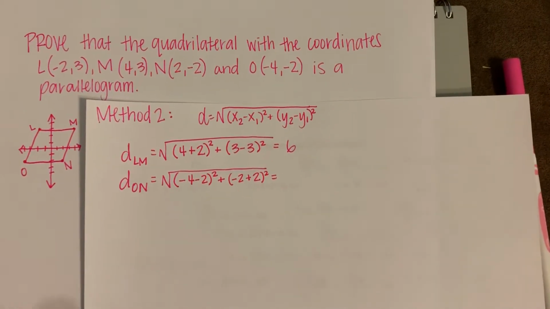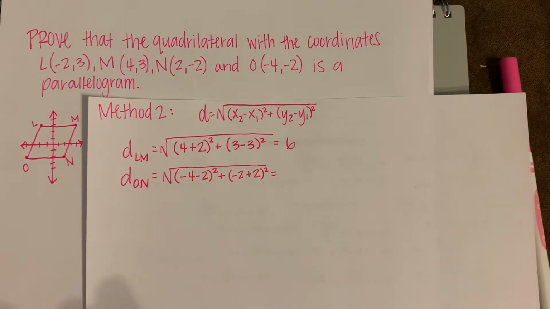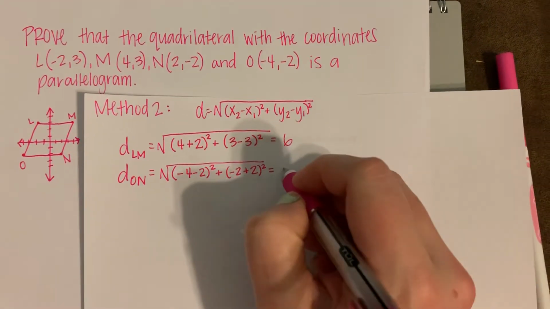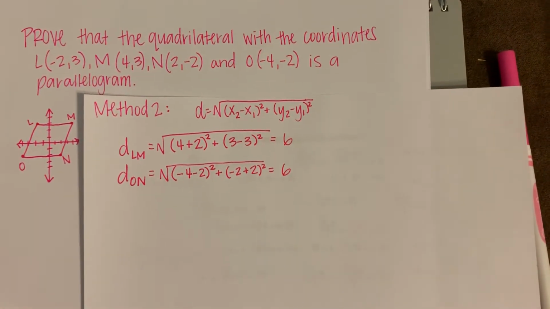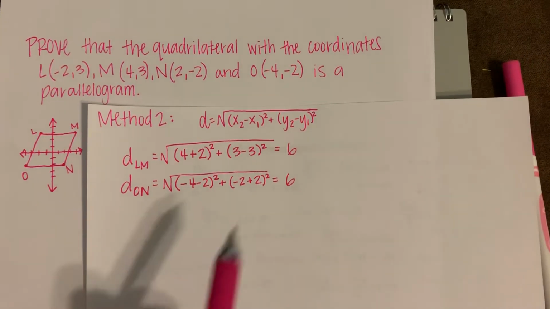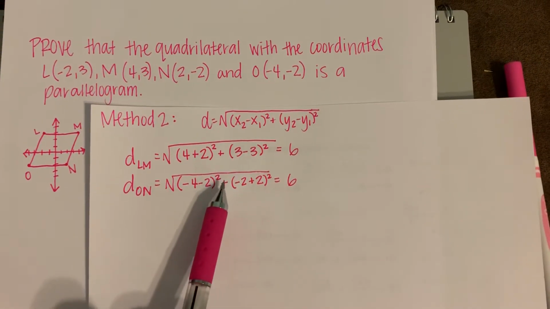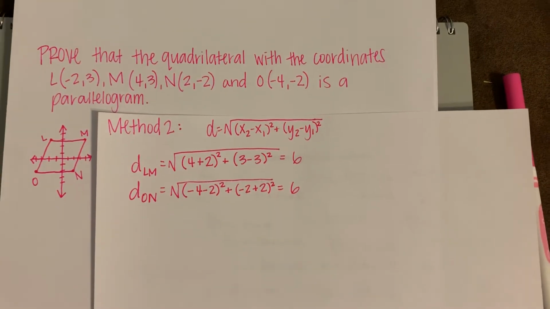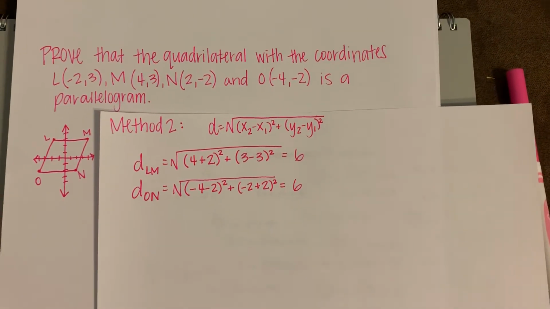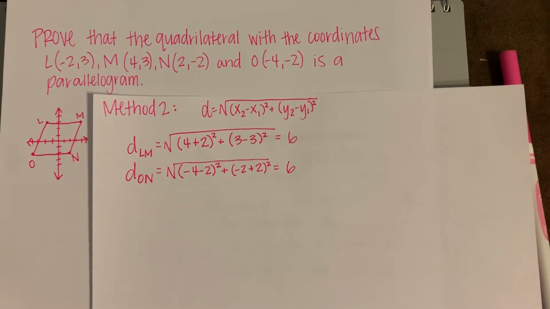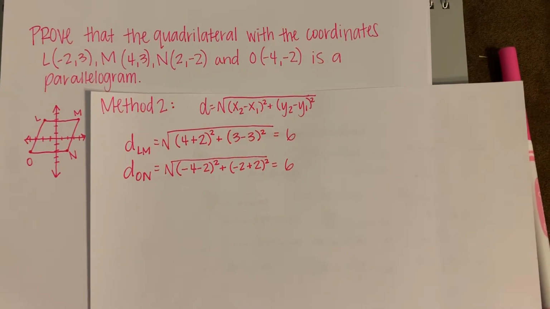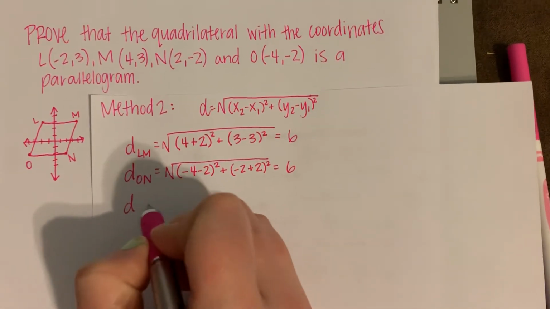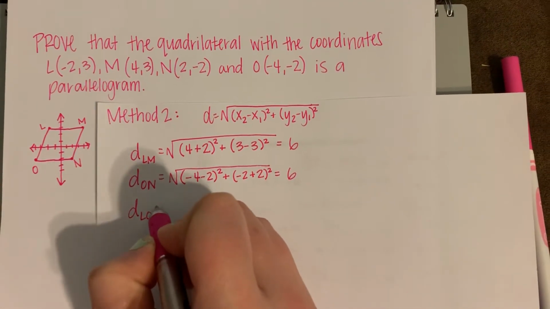Okay, again, plug that in the calculator, see what you get. I plugged it in, I got 6. These are good to go. So this pair of opposite sides are congruent. Okay, in order to complete this method, you need to make sure that both pairs of opposite sides are congruent. So I also have to do the left and the right. Distance formula 2 more times.